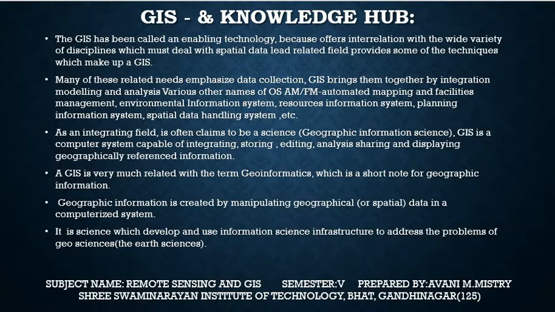Various other names include AM and FM, automated mapping and facilities management, environmental information system, resource information system, planning information system, land data handling system, etc. As an integrated field, it is often claimed to be a science, that is, geographic information science. GIS is a computer system capable of integrating, storing, editing, analyzing and displaying geographically referenced information.